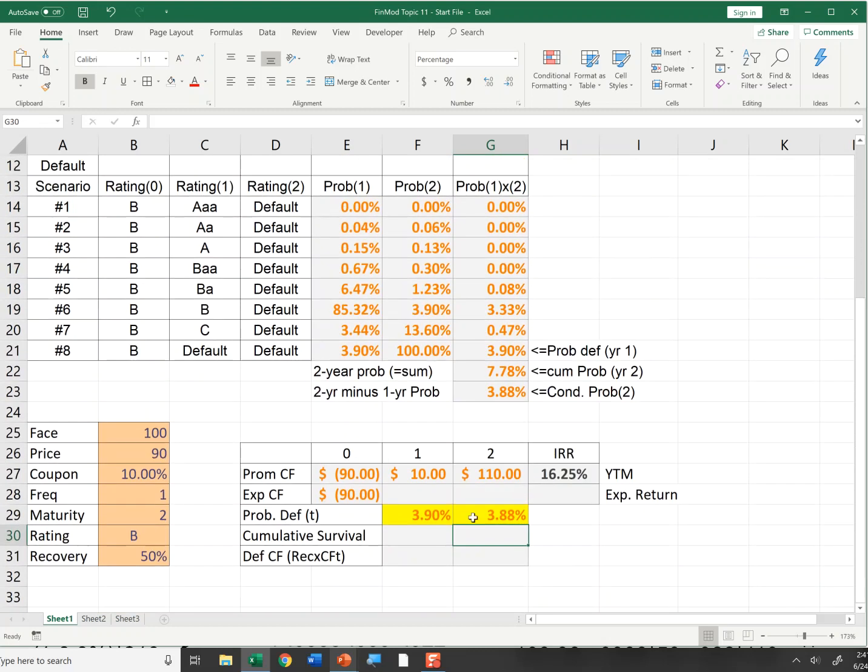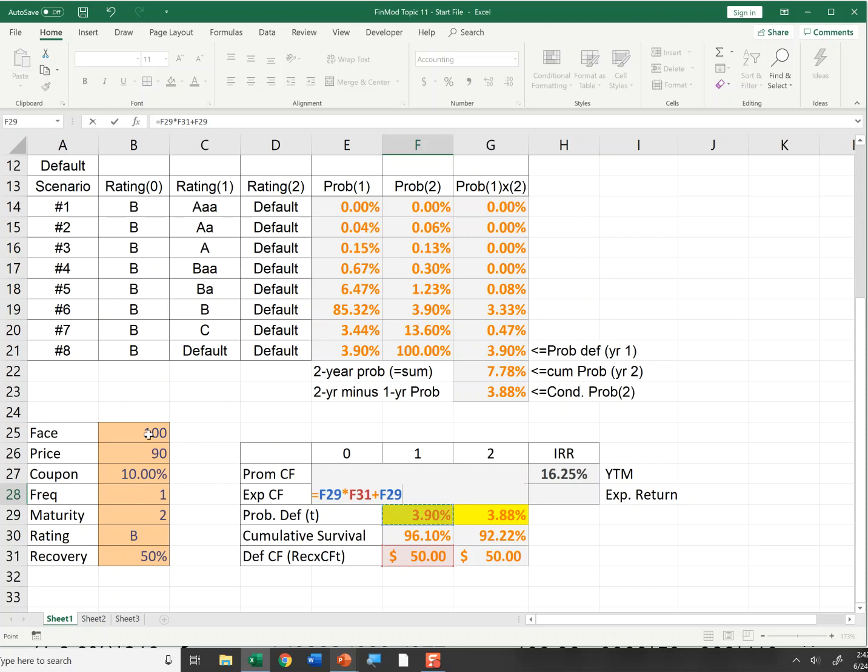We now need to calculate the probability that the bond survives year 1. That's going to be 1 minus 3.9%. And the probability the bond survives both years. That's 1 minus 3.88% minus 3.9%. So that's the cumulative survival probability. And lastly, let's calculate if the bond defaults in any given year, 1 or 2, what do you get? You get the recovery rate times the par or face amount. That's your $50. So in year 1, there's a 3.9% chance that this bond defaults and you get $50.